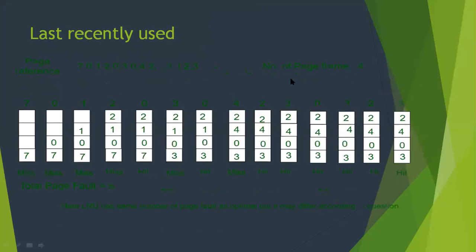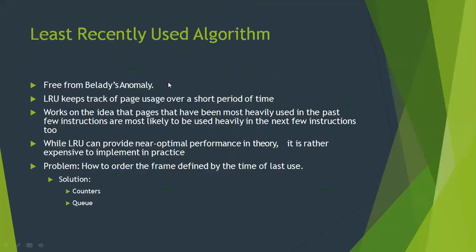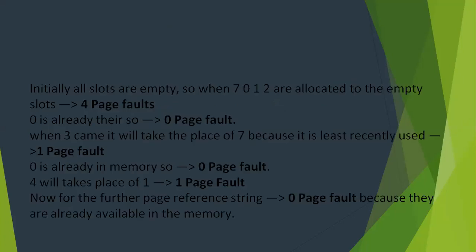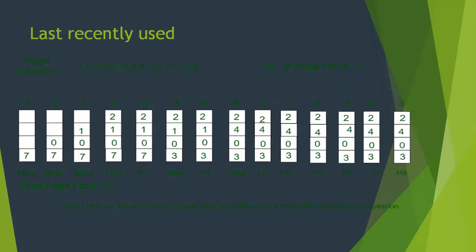Okay, so see that example. Unlike in FIFO, here the page which is least recently used will be replaced. The page references are given and the number of page frames here is 4. First 7 comes into the picture, so we assign a page frame to 7. Then one page fault occurs.